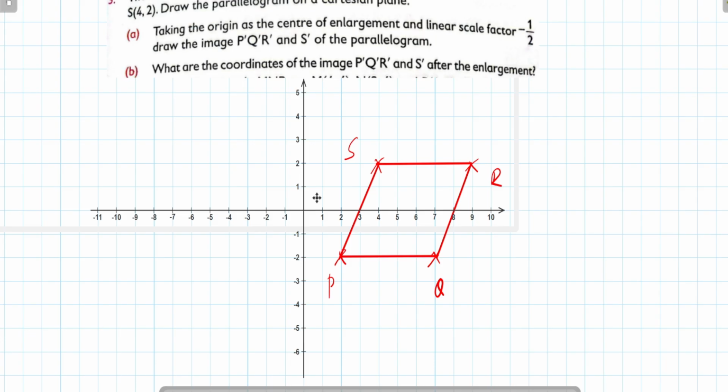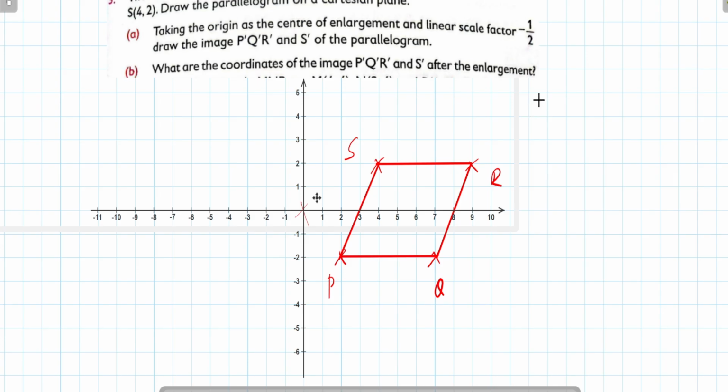Now draw a parallelogram on a Cartesian plane. I've done that. Taking the origin as the center of enlargement, the linear scale factor is -1/2. Draw the image P prime, Q prime, R prime, and S prime of the parallelogram, and then give the coordinates of the image after the enlargement. Now the easiest way to find out, if your center of enlargement is here, then it becomes somehow easier to get the images.